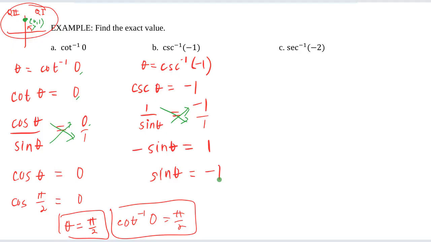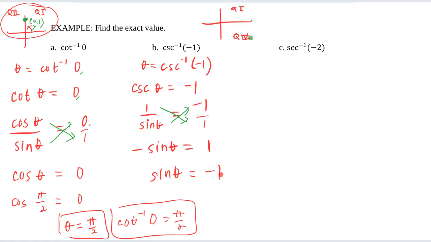Now I am seeing a value that would be a quadrantal angle. But you have to recall that cosecant or inverse cosecant has the interval which is from negative pi over 2 to 0 or 0 to pi over 2. But remember, 0 is not included in the interval. In terms of the graph, these are located in quadrant 1 and quadrant 4. So either quadrant 1 or quadrant 4.